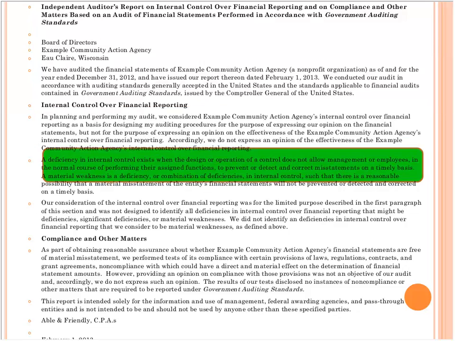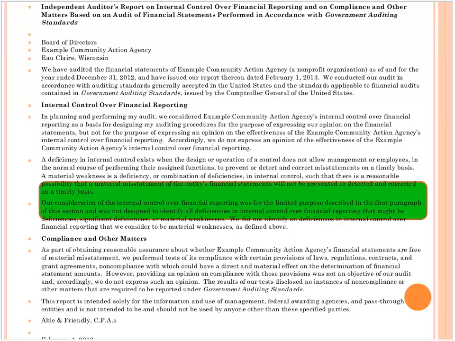The next paragraph defines what a deficiency is, and the final paragraph in this section is the opinion. And note that this opinion is what is referred to as negative assurance. In other words, the auditor is saying, as part of our audit procedures, we didn't notice anything that came to our attention that would be defined as a deficiency from paragraph 2 over the internal control over financial reporting. They are not giving an opinion on internal control overall.